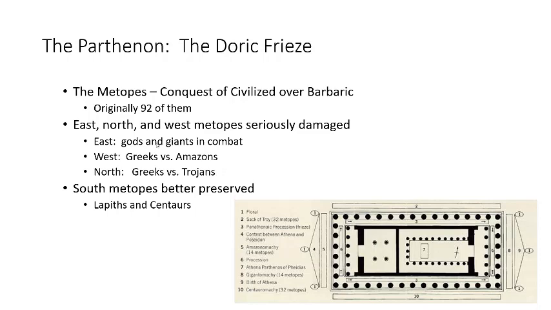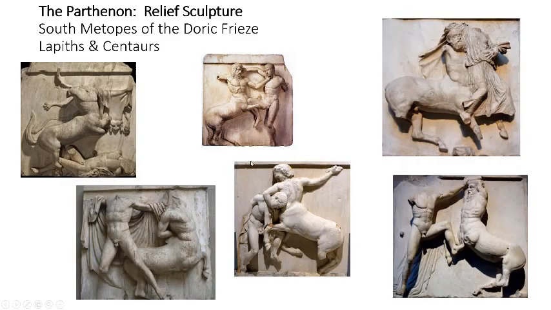And the south metopes are the ones that are best preserved, and those are the ones I'm going to show you a few quick examples of. The theme here is from mythology, in an encounter between the Lapiths and the Centaurs. Here they are, Lapiths and Centaurs, not happy with each other.